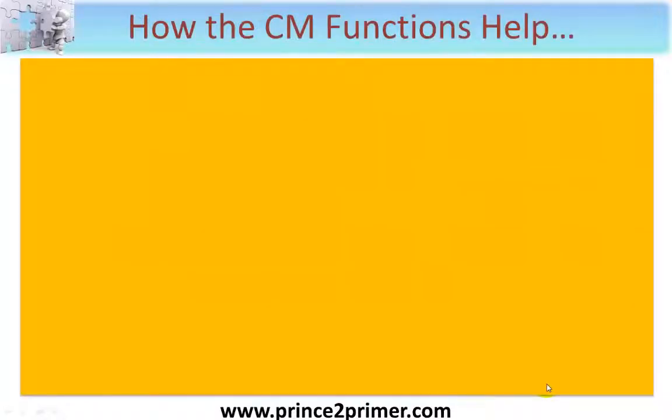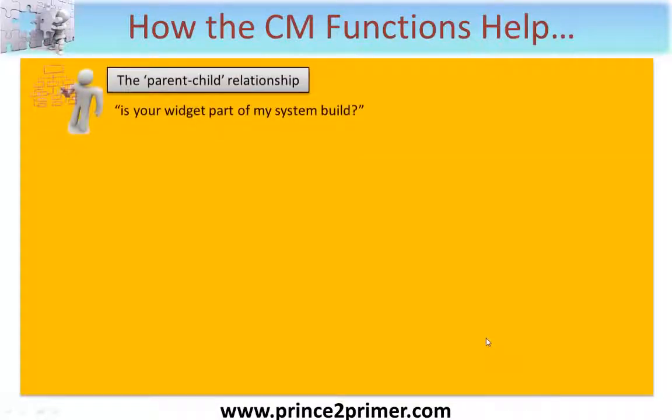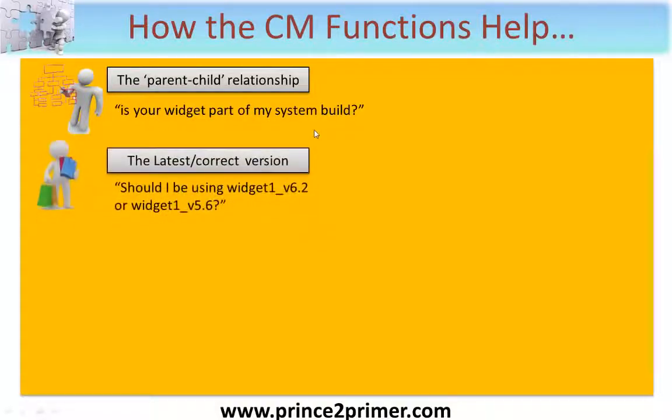So what I want to do to start with is to bring home to you how the configuration management functions actually help. And I'm talking here about the parent-child relationship. Imagine that you have a particular product and you want to establish whether it's part of your particular project. What about trying to establish the latest or correct version? Should you be using a particular version of a product? And if so, which one?